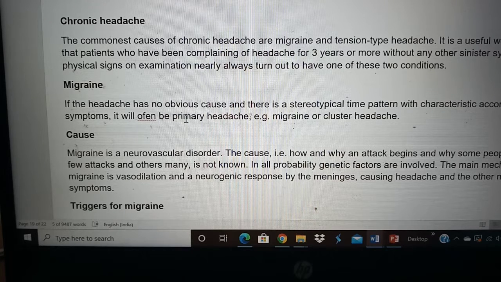The cause of migraine is that it's a neurovascular disorder. Neurovascular means it's a nervous system disorder plus a vascular disorder. A lot of people have studied why and how migraine starts, but very little is known about the exact cause, though we know the triggers for each person. Genetic factors may be involved, but the mechanism is that there is vasodilation, and that leads to a neurogenic response in the meninges. Meninges are the covering of the brain, and this leads to severe headache.